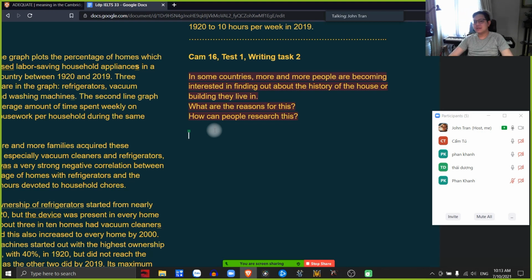So basically, this one poses a bit of a problem for a lot of people because when they see the word history, they freak out. Because a lot of people do not have the foggiest idea what to do with these kind of topics that involve history. But the thing here is, it's not that hard. Calm down, think clearly, breathe, and you can come up with an idea.